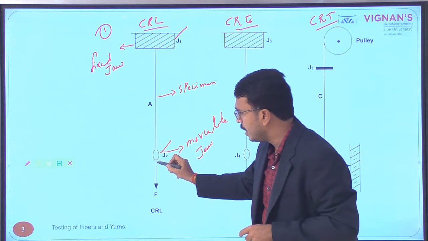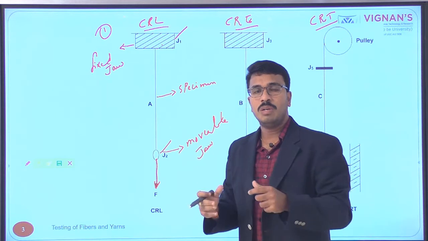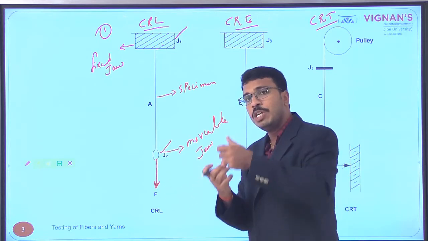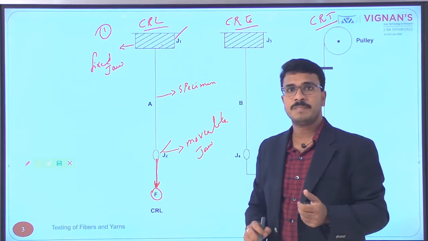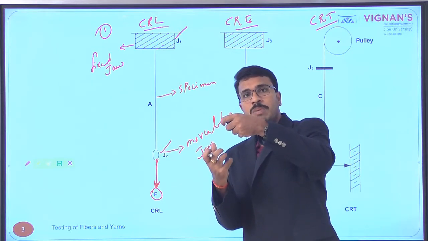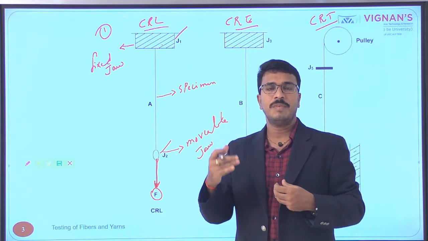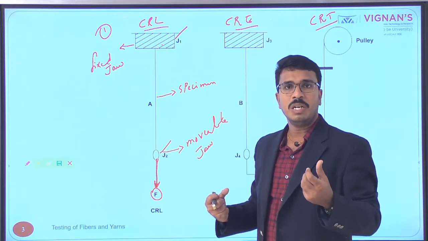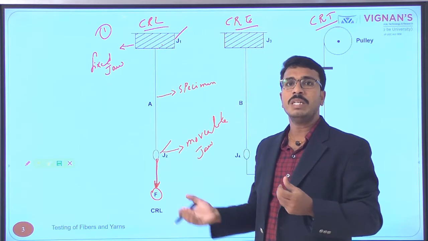Now you can see here, this bottom jaw is connected to a suitable load application mechanism, where it is going to pull this bottom jaw with a force F. So the bottom jaw is going to be pulled straight away. That means the load is going to be applied directly onto the specimen at a constant rate, uniform with time. Not suddenly; we are going to pull the bottom jaw at a constant rate, uniform with time.